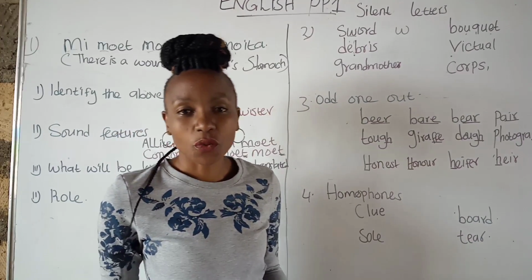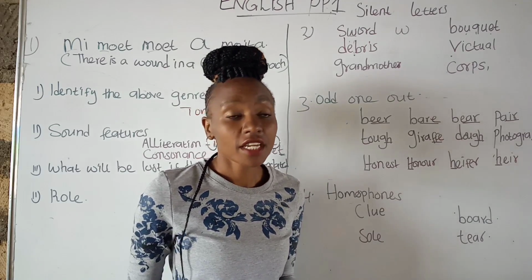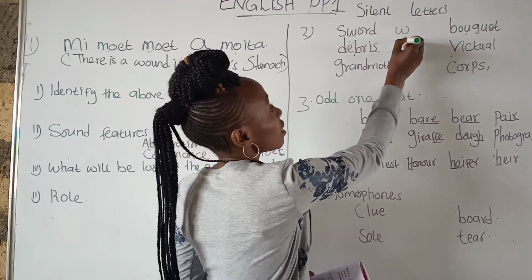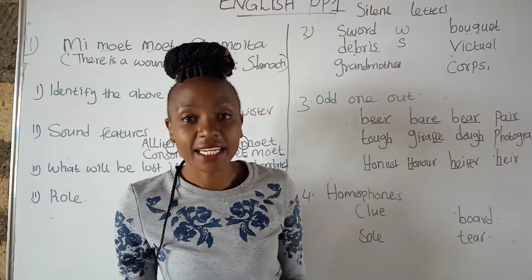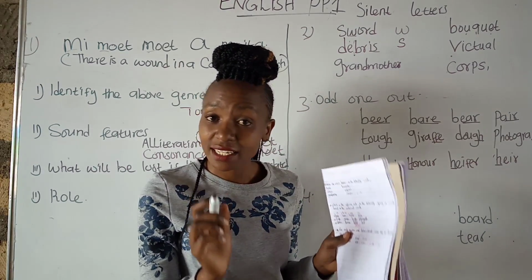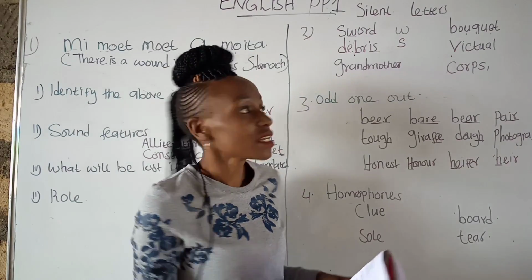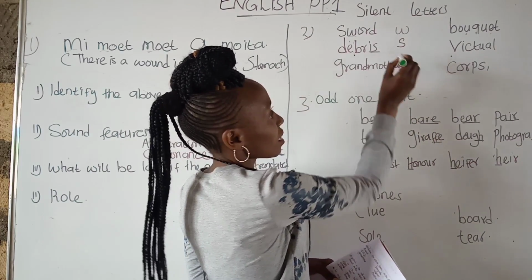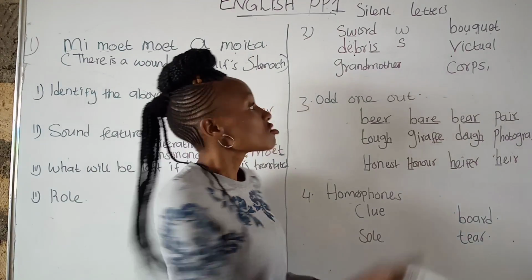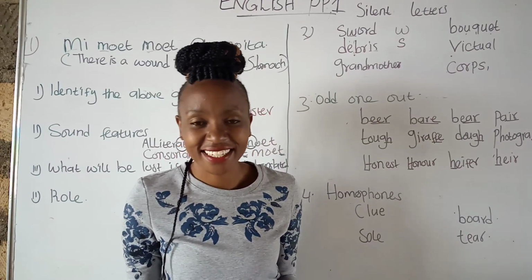And the second word is supposed to be debris. Debris. The S is silent. Always make sure that if you are underlining, you only underline the letter that is silent. Don't be careless in underlining. So we have our silent letter as the S.